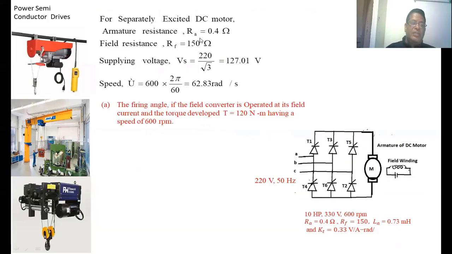Given data, the armature resistance is given 0.4 ohms. The field resistance is given RF equal to 150 ohms. The supply voltage is given. Here we are going to find out the phase voltage. So 220 by root 3 volts. We are getting 127.01 volts.